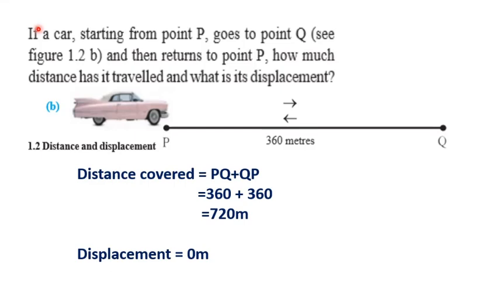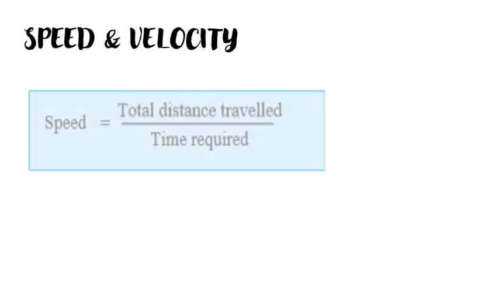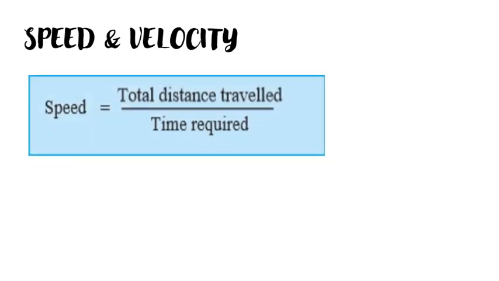Let us now understand speed and velocity. Speed and velocity are connected to distance and displacement. If you are able to understand and calculate distance and displacement, you can easily understand and calculate speed and velocity as they are both connected to each other. Let us first look at speed. Speed is the total distance traveled by an object in a unit time. That is called speed.